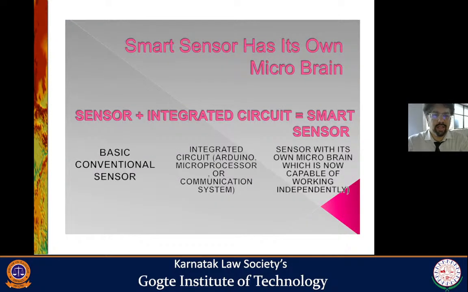So if you take a conventional sensor and add an integrated circuit to it, what you get is a smart sensor. The integrated circuit could be Arduino, it could be any microprocessor or any communication system. So what you get is a smart sensor, which is a sensor capable of functioning independently, and you don't have to actually specify anything there. So this subject deals with smart sensors.